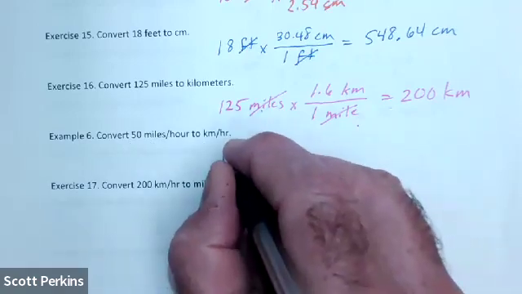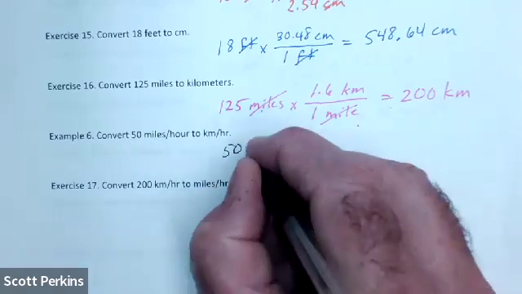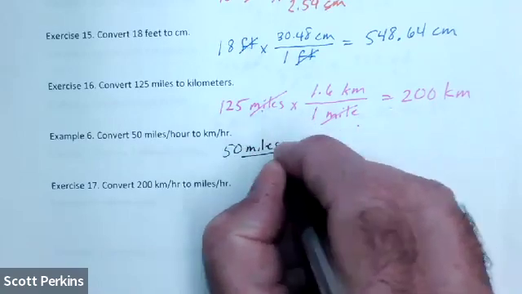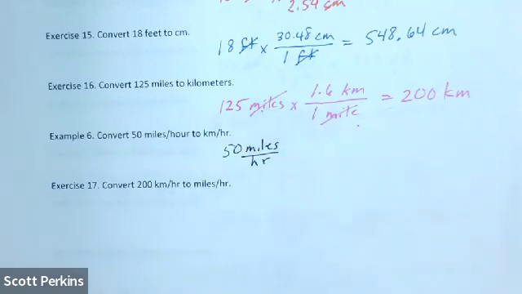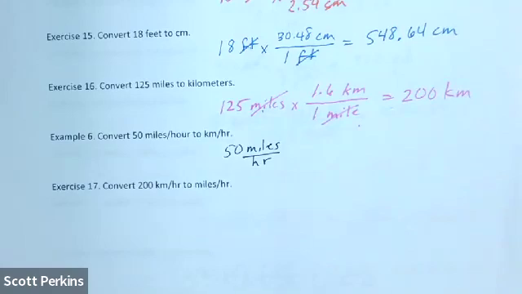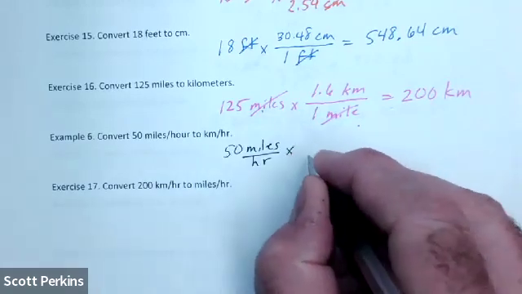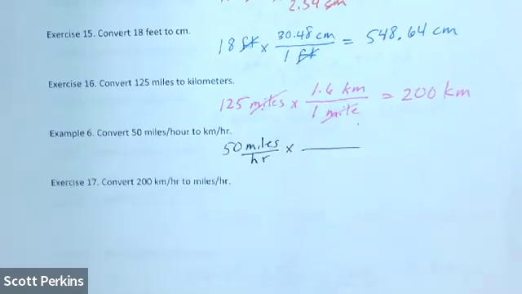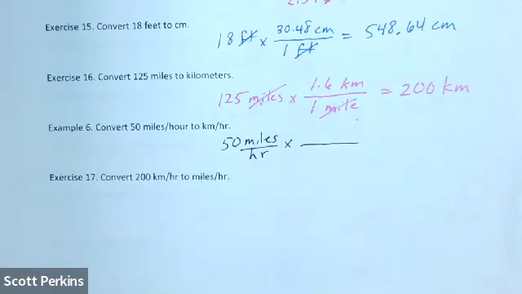So I'm going to write out my 50 and I'm going to write my miles and then I'm going to write over my hours. That's a rate. It's just what your car's speedometer tells you. You're going 50 miles an hour. Now, we're not messing with the bottom number here, the hours. We're not converting the hours to anything else. We're just dealing with the miles, so it's exactly the same thing we were just doing.